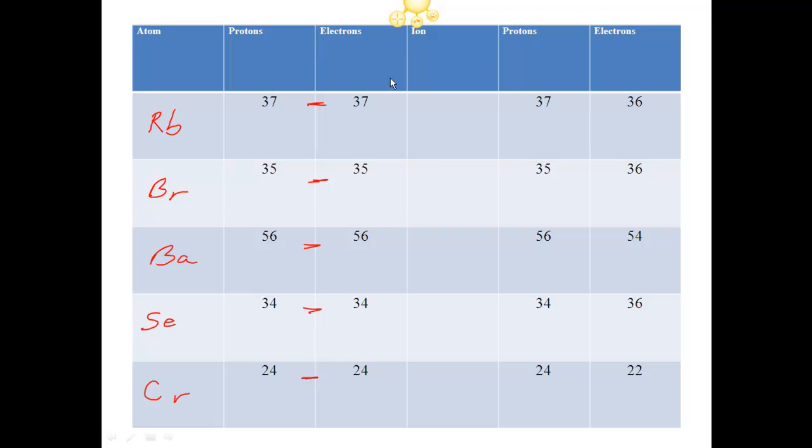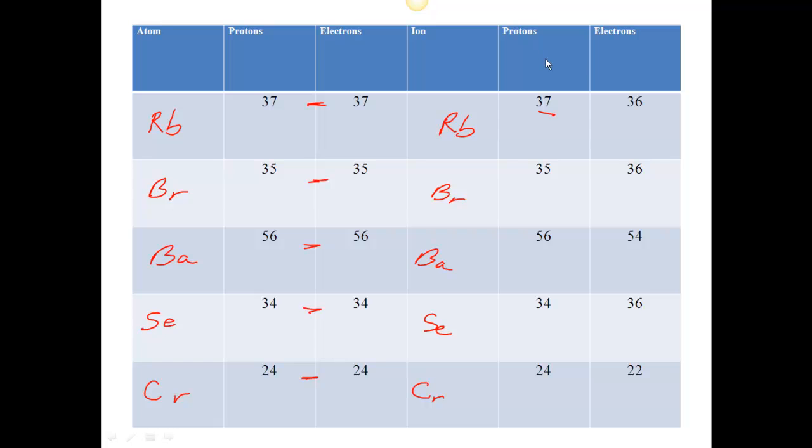So what happens when I make these things into ions? Well, this is still rubidium because it has 37 protons. And this is still bromine because it has 35. And this is still barium because it has 56. And selenium because it has 34. And chromium because it has 24.